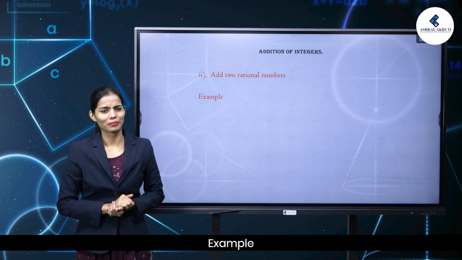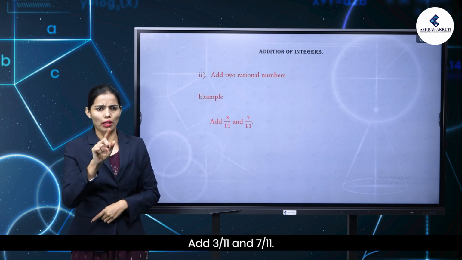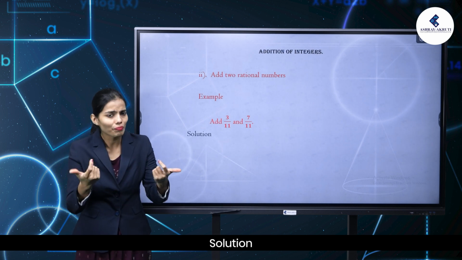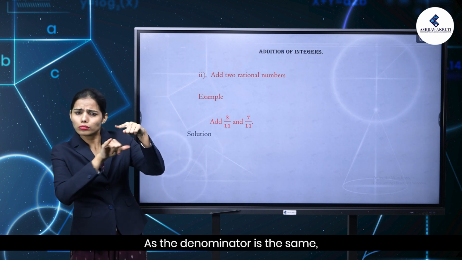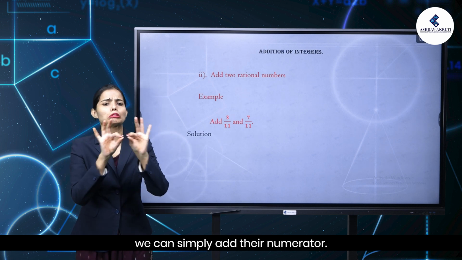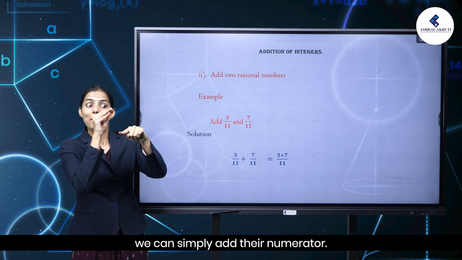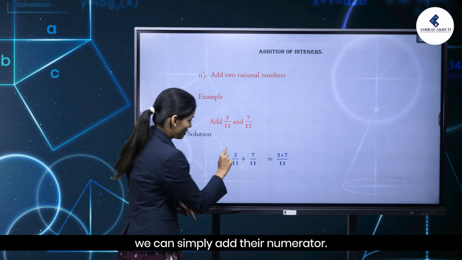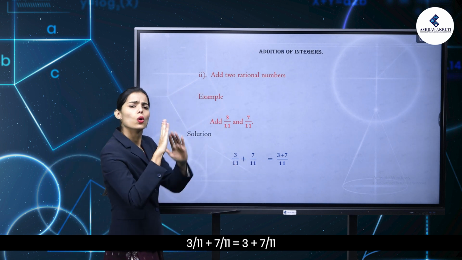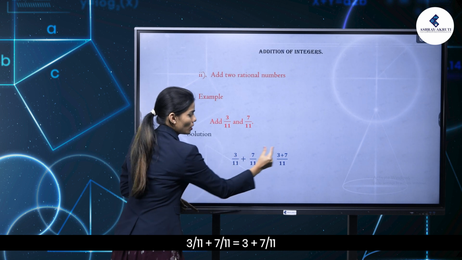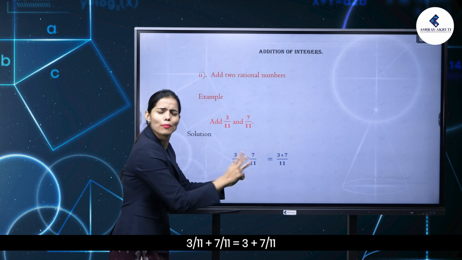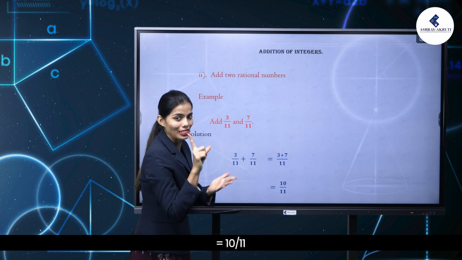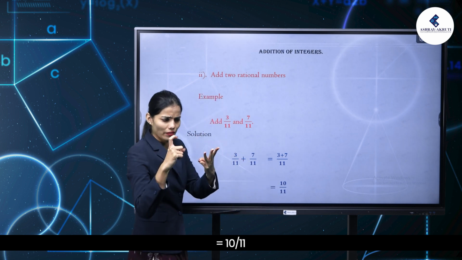Example, add 3/11 and 7/11. Solution, as the denominator is the same, we can simply add their numerators. 3/11 plus 7/11 is equal to (3 plus 7)/11, which is equal to 10/11.